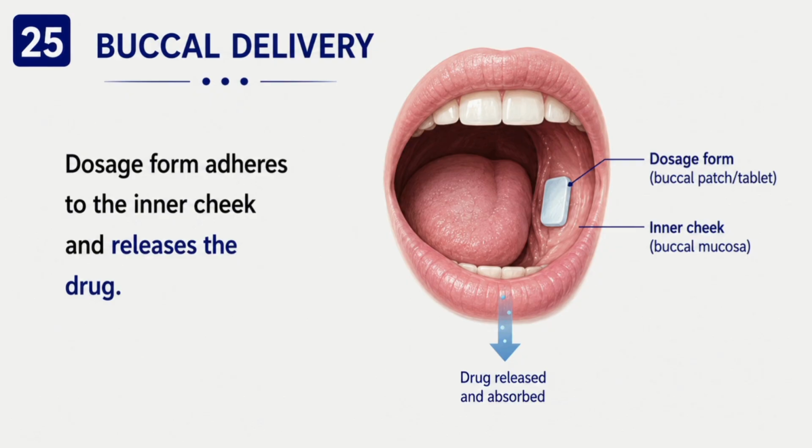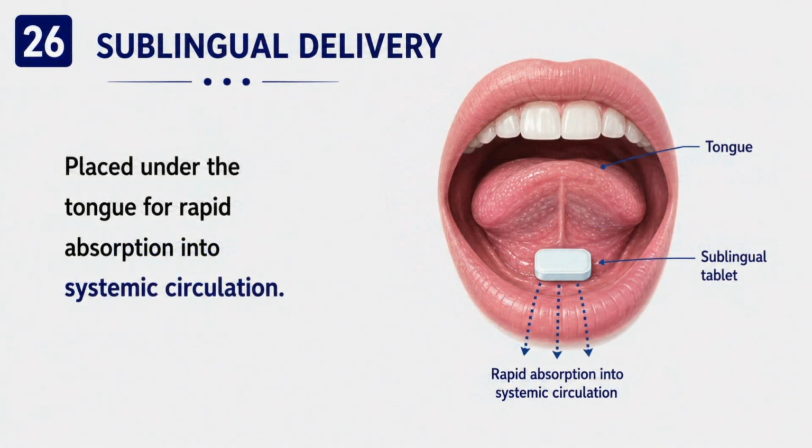So buccal delivery is very attractive because the site is relatively accessible, and the dosage form can be removed if necessary. Mucoadhesive tablets and films are commonly studied for buccal delivery and sublingual delivery. Sublingual means under the tongue. The mucosal region under the tongue has a rich blood supply, so this route is commonly associated with rapid drug absorption for suitable drugs.